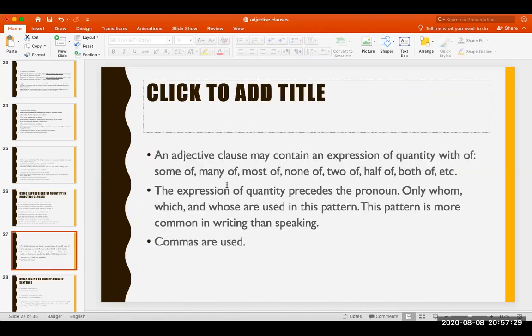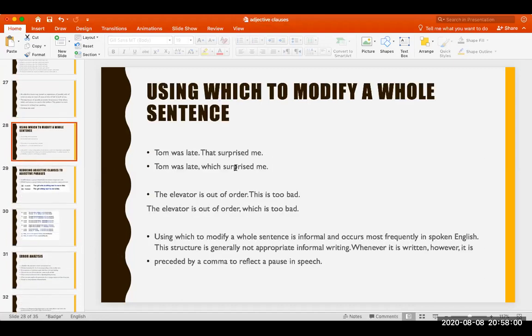correctly. So an adjective clause may contain an expression of quantity with some of, many of, most of, none of, two of, half of, both of, etc. The expression of quantity precedes the pronoun. Only whom, which, and whose are used in this pattern. The pattern is more common in writing than in spoken English. One of whom, one of which, one of whose. Commas are used in this structure.